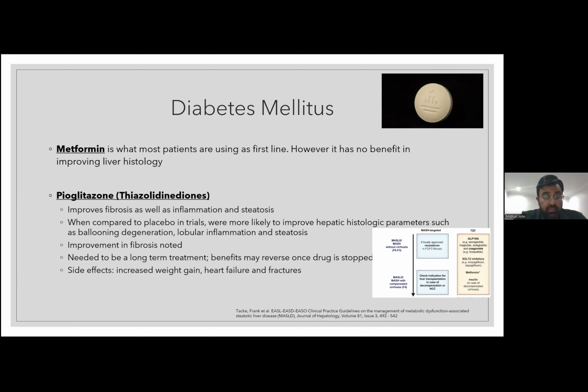We found that in these studies there was improvement in fibrosis that was noted. However, the problem with pioglitazone that came up is that once we had to stop the drug, the benefits reversed. And so for it to be a long-term treatment, it was a bit of a tough drug to use, as well as on top of that compounded with the side effects that we know, which are increased weight gain, heart failure, and fractures.